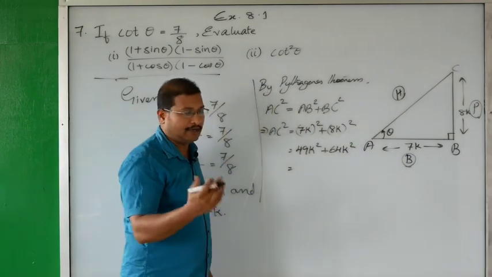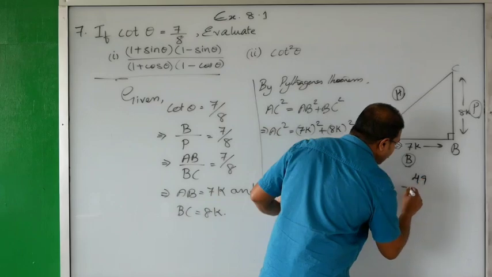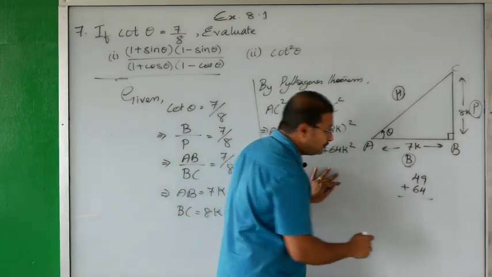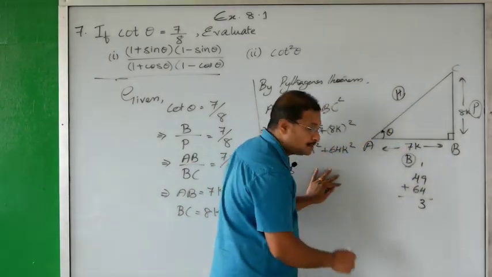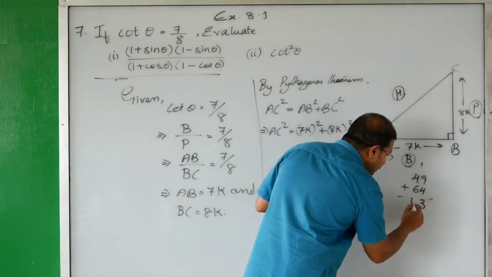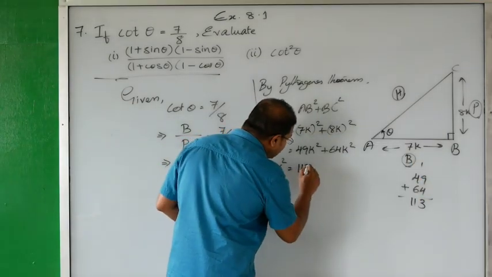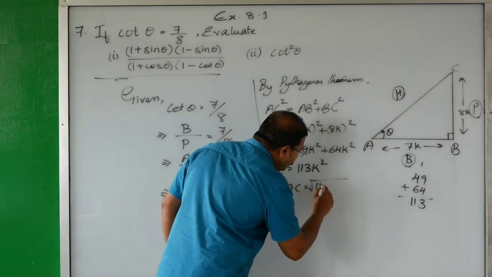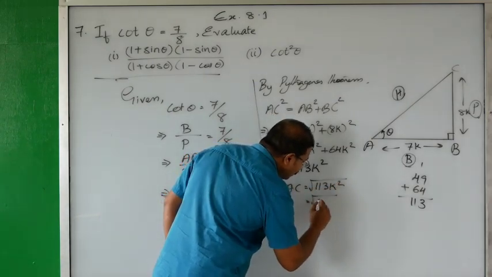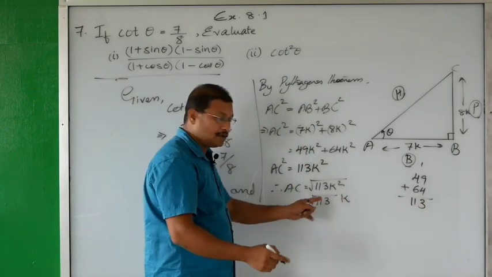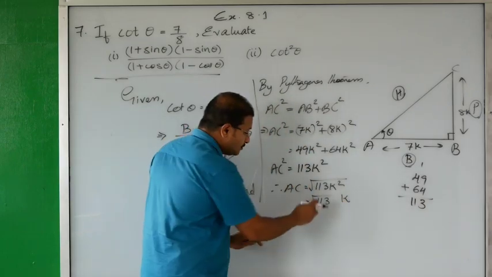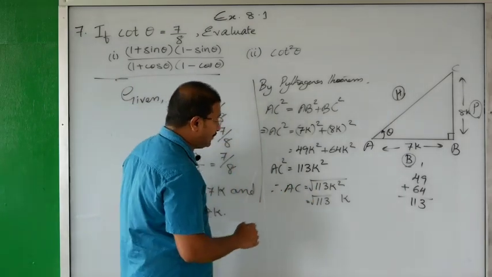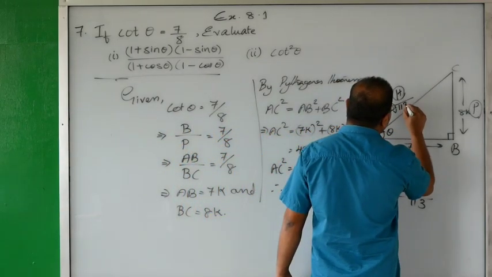Ready? Now we will add this. 49 plus 64. 9 plus 4, 13, 1 in hand. 4 plus 6, 10, 10 plus 1, 11. So we got 113K square. Therefore, AC equals square root of 113K square, equals root 113 K, because 113 is not a perfect square number, so just keep the root inside. That means root of 113K. So we got it now: root 113K.